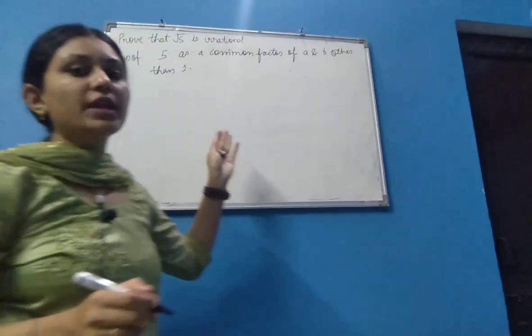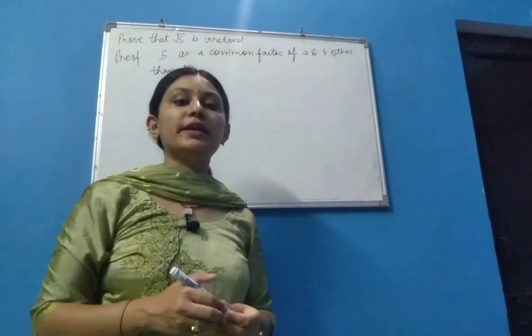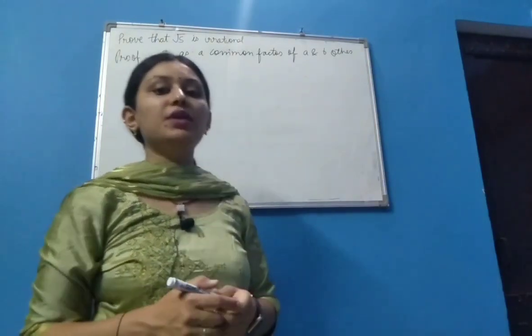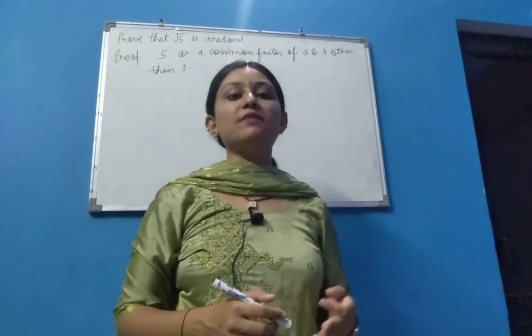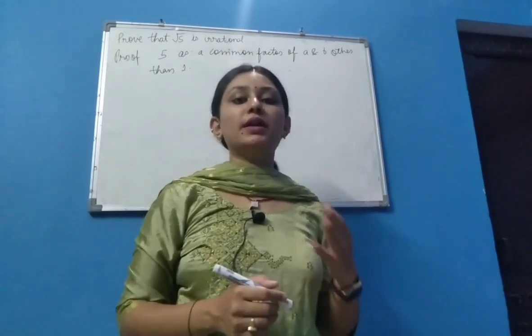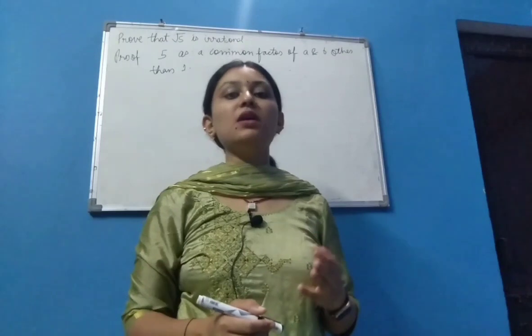So this contradiction has arisen because of our incorrect assumption. So we can see that what we have assumed, that root 5 is rational, is not correct, it is incorrect. So root 5 is an irrational number.